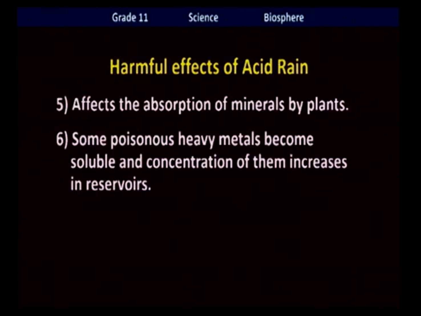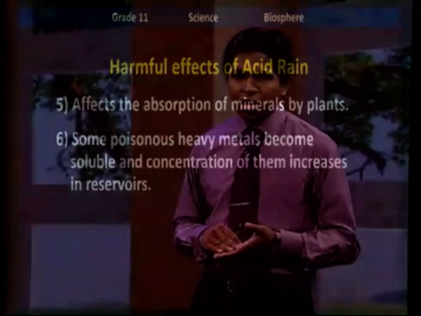Number 5, effects on the absorption of minerals by plants. The absorption of essential minerals by plants gets affected due to the dissolving of other unwanted metals, for example heavy metals, which can block the absorption of essential minerals. Number 6, some poisonous heavy metals become soluble and their concentration increases in the reservoirs. Acid rain can dissolve some poisonous or toxic heavy metals, then they become soluble, and those toxic heavy metals are released to the aquatic environment, and through the aquatic environment they can return to animals and even humans through the food chains and food webs. So those are the direct harmful effects of acid rain. So let's move on.